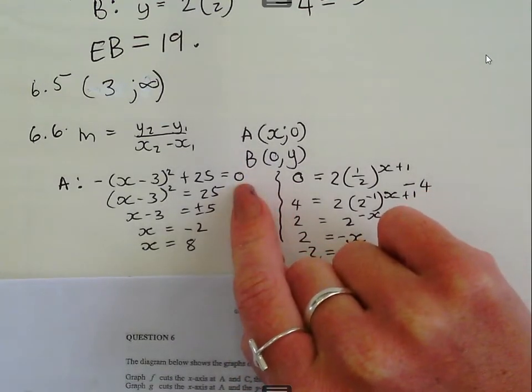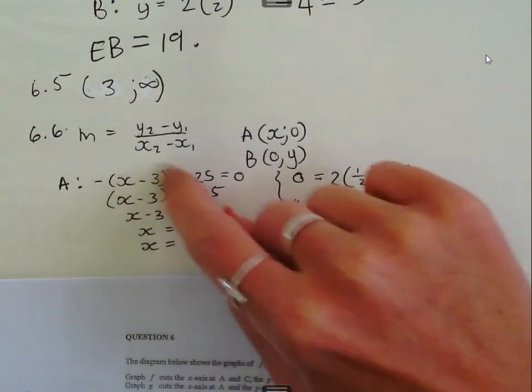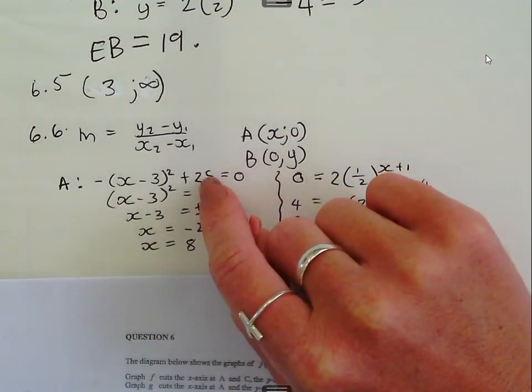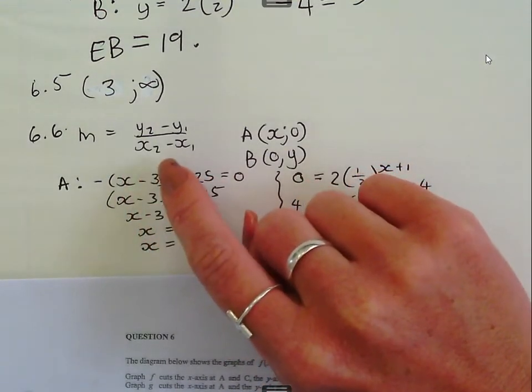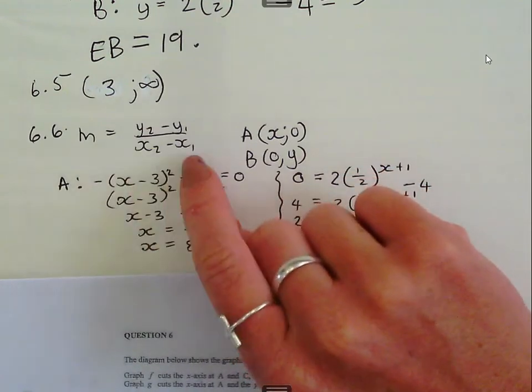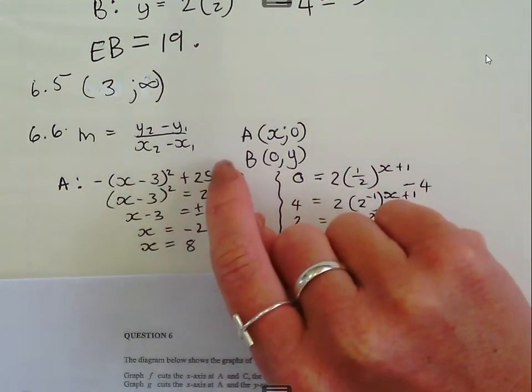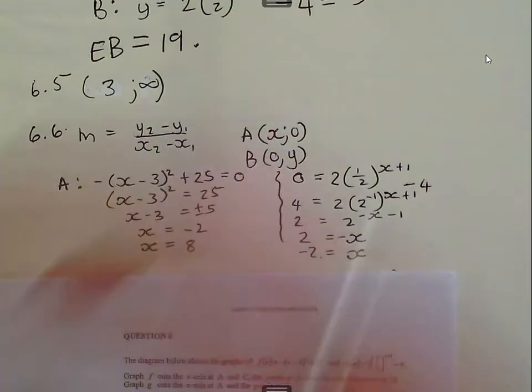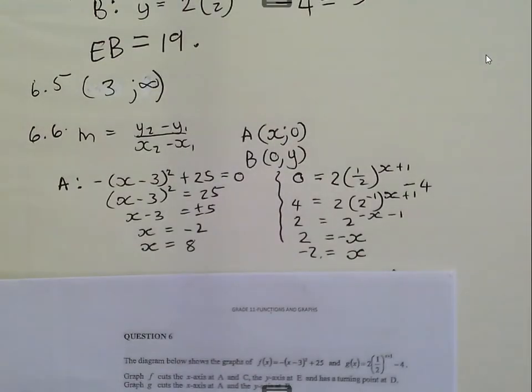Now you can do it in different ways. Either you can multiply that bracket out, then it's x squared minus 6x plus 9, and then you multiply the negative in, and then you have plus 25, and then you simplify it to a trinomial, and then you factorize it to get your two answers. That's the one way that you can do it.